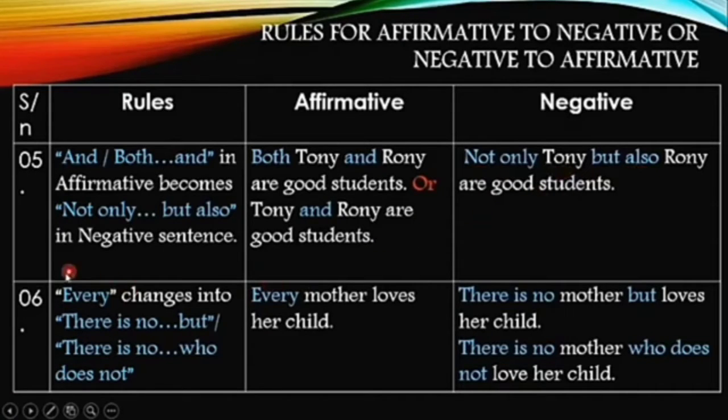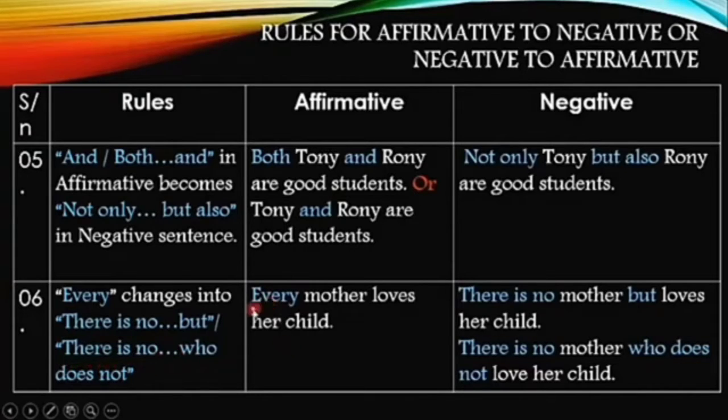If we have the term every in an affirmative sentence, how are we going to change it into negative? If it is used in such a kind of sentence which is almost a universally true thing, then we have to take the help of these phrases: there is no dot dot but, or there is no dot dot who does not. And the second one is going to be an example of a complex sentence as well.